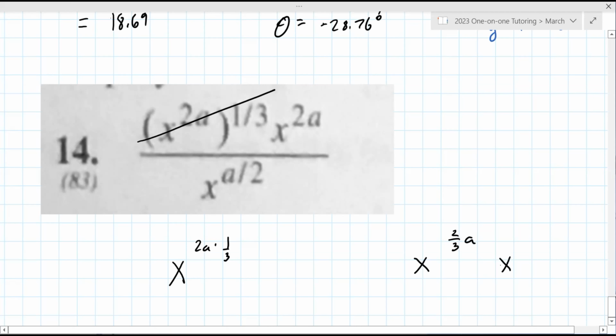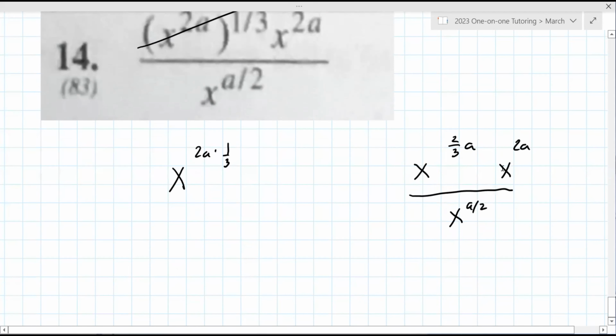Then we can bring the other stuff down. I would recommend working on the numerator first. When the bases are the same and you're multiplying, you add the exponents. So you can think of this as 2a over 1. Can you give me the new numerator, please? Correct exponent. X equals 8/3a. Good.